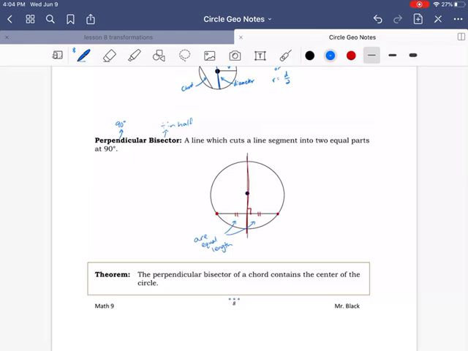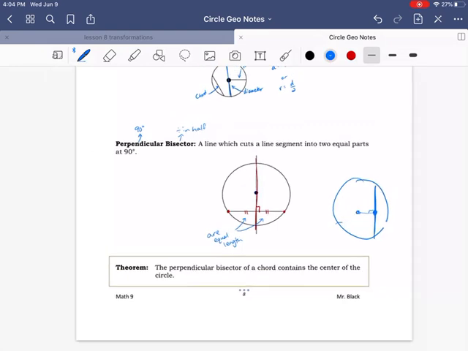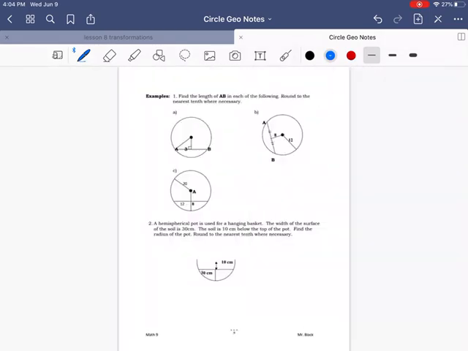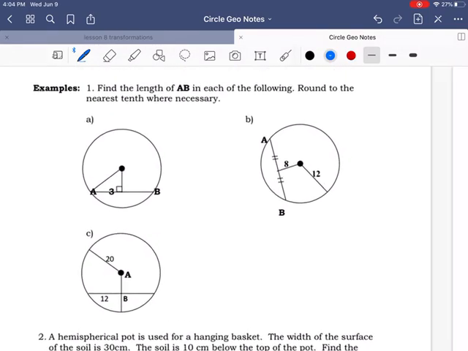So the theory, the perpendicular bisector of a chord contains the center of a circle. So that means if you just have a chord, I won't put the chord in the same position, actually, let's do a different chord. So if we have some chord and we find the center of that chord and we draw a perpendicular line to it at 90 degrees, it's going to go through eventually the center of that circle. That's what that means. So let's use this theory to solve some problems here.